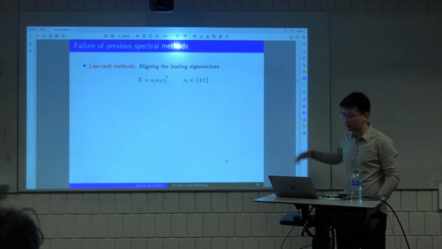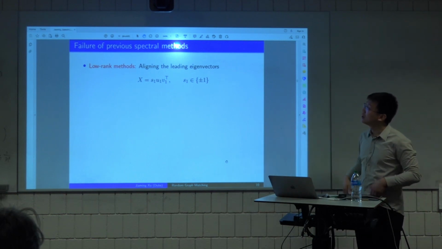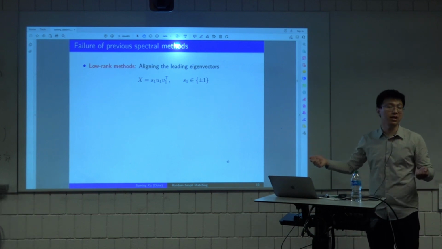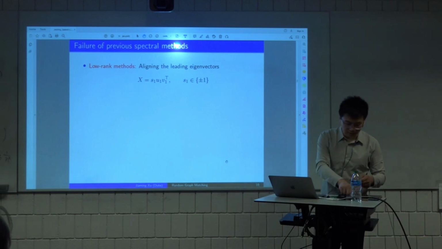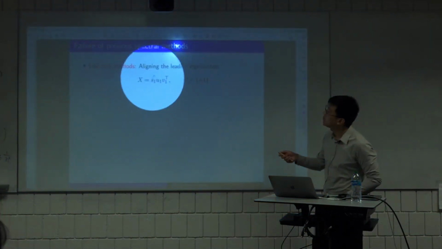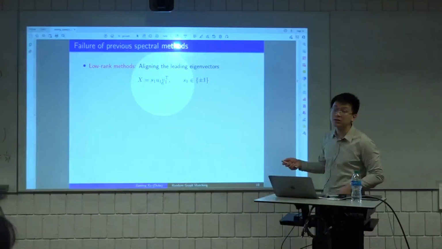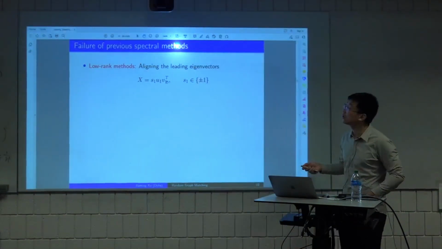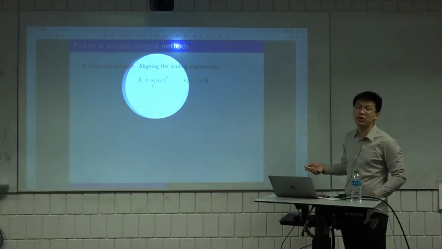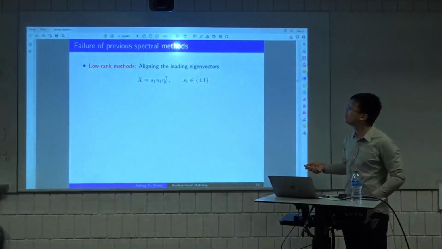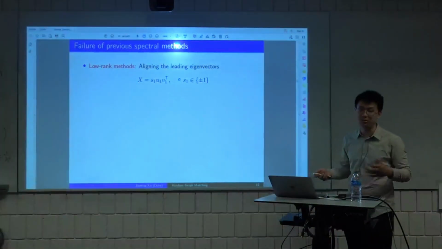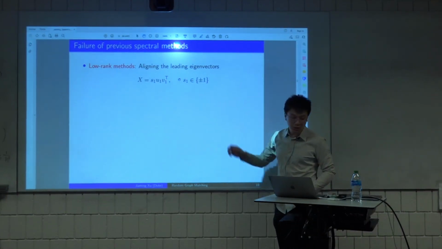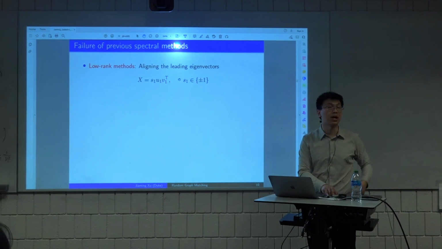One very natural idea, if you want to construct this similarity matrix, is to take the leading eigenvectors, say in this case u_1 and v_1. Those are the eigenvectors corresponding to the largest eigenvalue, and then you try to align them. You can construct this X just as the outer product between u_1 and v_1. The s_1 here is just a sign correction because you do not know the eigenvector up to some sign flip. And then you can do a linear assignment based on X.